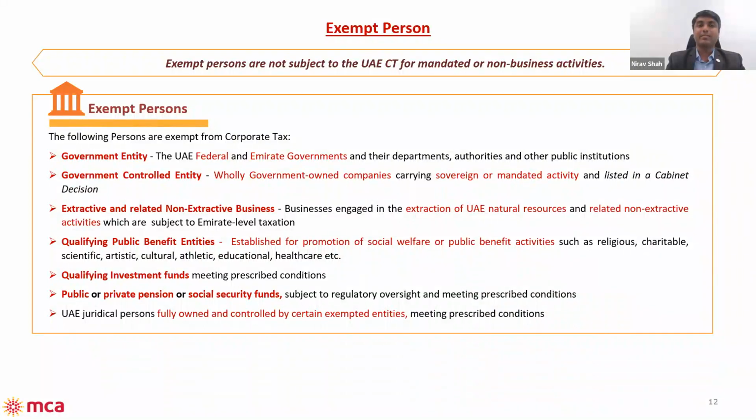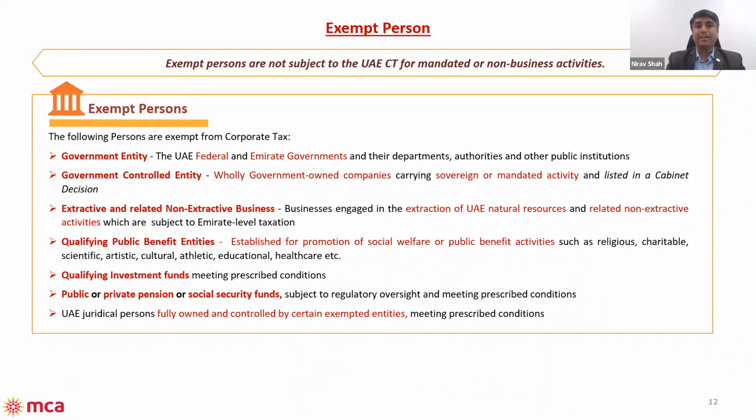Any person undertaking a business of extraction of natural resources or any non-extraction related activities relating to those natural resources, which is subject to tax at emirate level. Qualifying public benefit entity, in simple terms, would be a charitable institution or a trust which is conducting its activity for the purpose of social welfare or public welfare. Here also, we are expecting a cabinet decision to specify which entities will be considered as a qualifying public benefit entity. Qualifying investment funds: investment funds fulfilling certain conditions will also be exempt from the UAE corporate tax law. Public or private pension and social security funds are also exempt from corporate tax law, subject to meeting certain conditions.